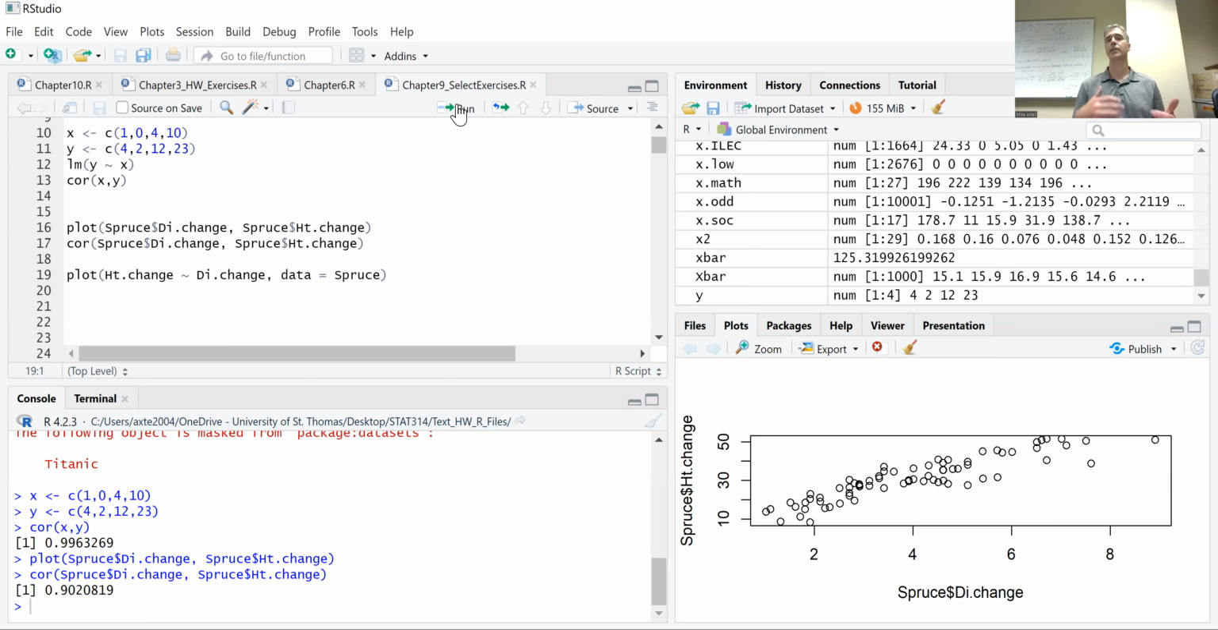So that 0.9 is telling us that the change in diameter is positively correlated with the change in height. So if you change the diameter by a positive amount, it's going to cause a positive amount of change in the height. A negative correlation would say a negative slope. So if one quantity gets larger, the other gets smaller. This is not indicating that, which also corresponds to what we're seeing in the plot.